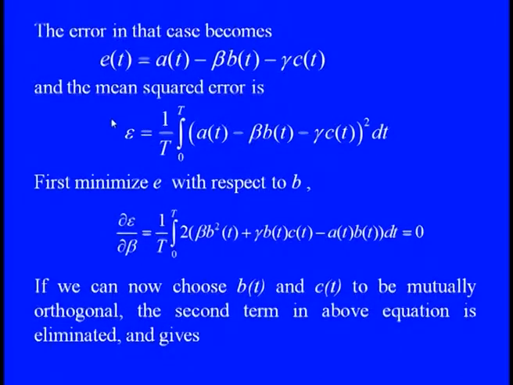So, we have the differentiation of the error with respect to beta is nothing but equal to 1 by T integration of 0 to T of beta B squared t plus gamma times B of t C of t minus A of t and B of t into dt equals to 0. So, now you see here we have the two main parameters B of t and C of t, which can be chosen as mutually orthogonal, and the second term can be straightaway taken away.